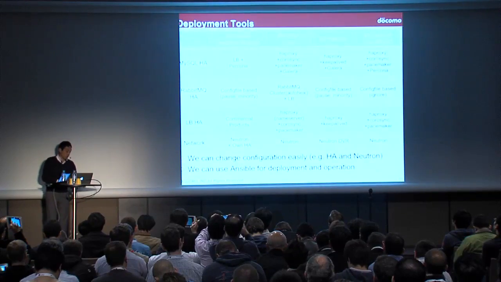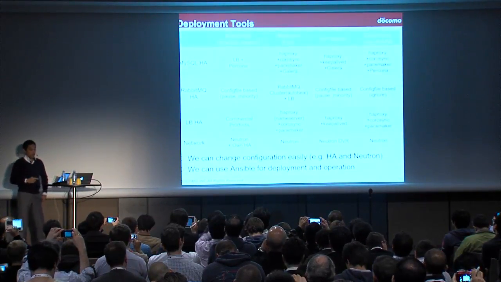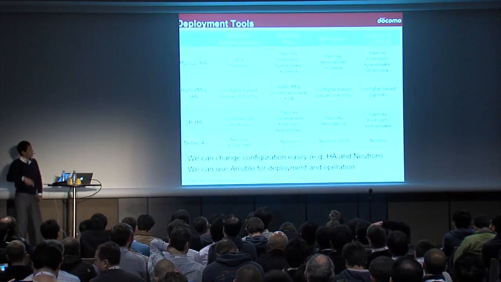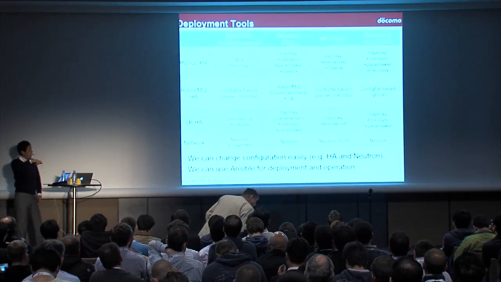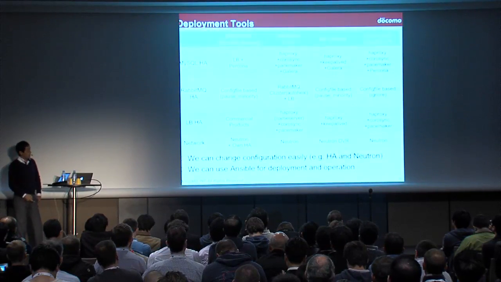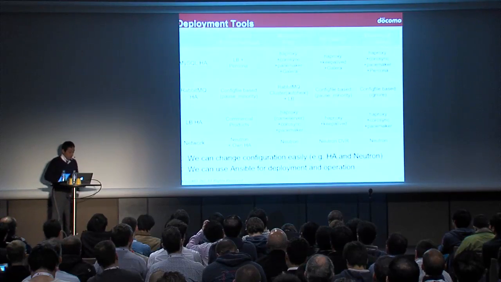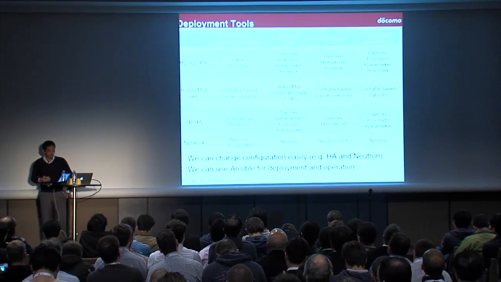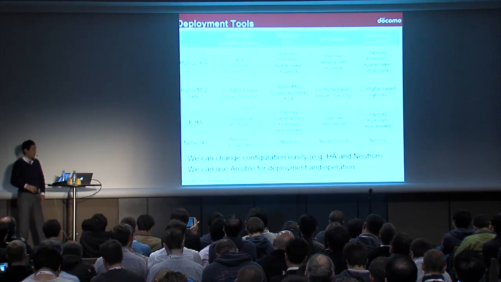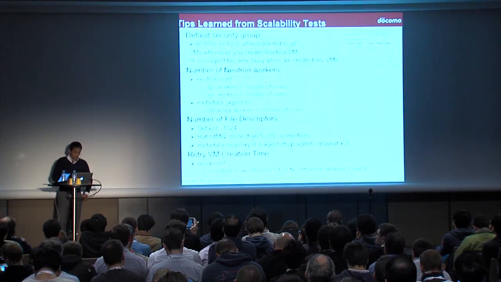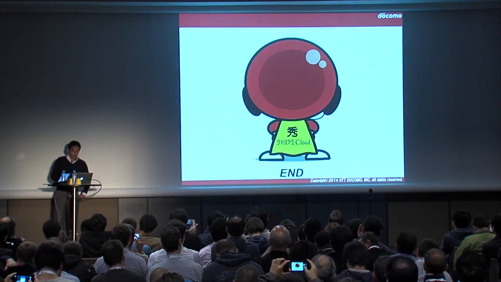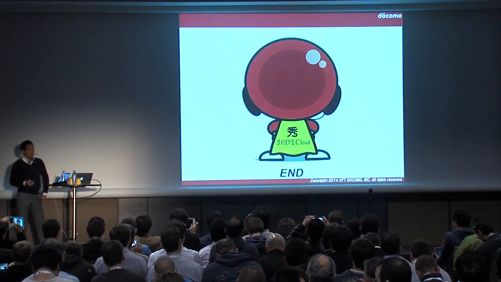Finally, let me talk about the deployment tool. There are too many good deployment tools, but at this moment, we are creating our own Ansible-based one. One reason is that we can change the configuration, especially HA and Neutron, which are a little bit different from others. Another is that we already use Ansible for operation, and we don't want to run a lot more software than that. That's why we are currently using Ansible for deployment and operation. So these are some tips we learned from the scalability test, but running out of time, I'll skip them. Then the end. Thank you for listening.